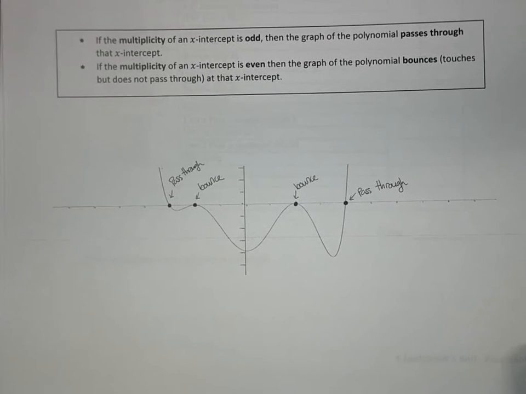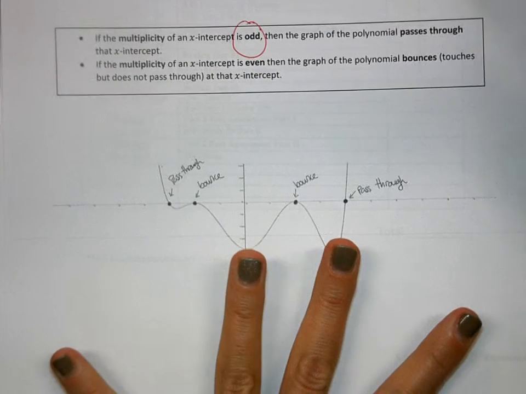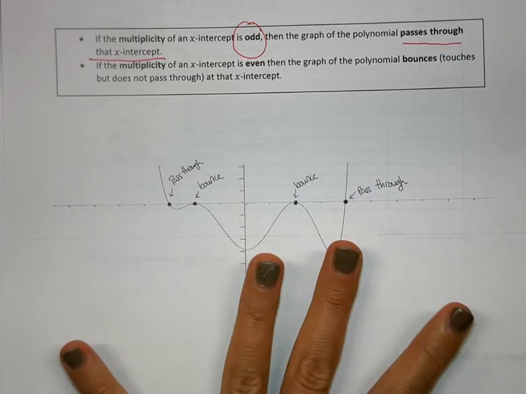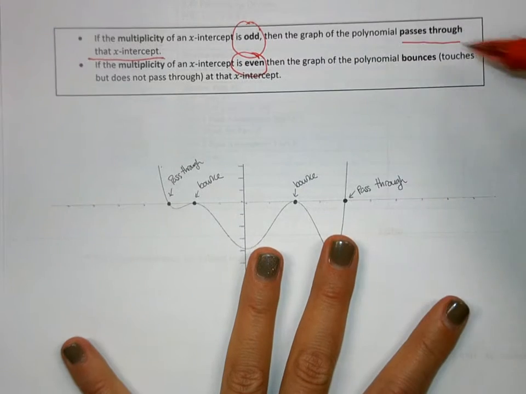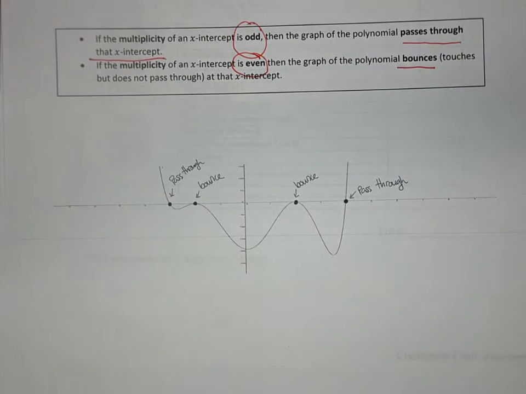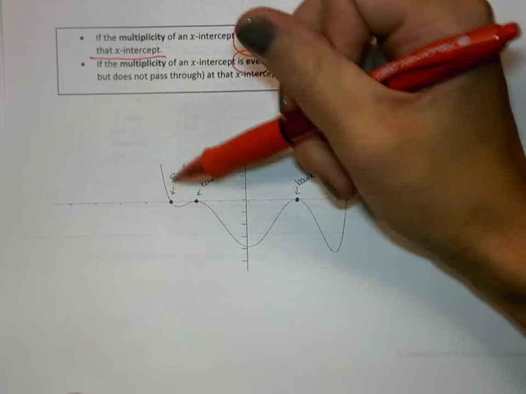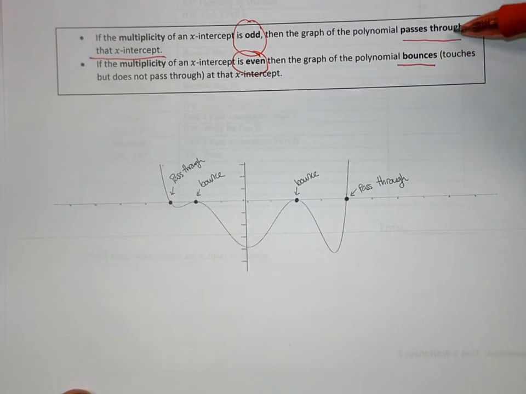So it says, if the multiplicity of an x-intercept is odd, then the graph of the polynomial passes through that x-intercept, okay? If the multiplicity of an x-intercept is even, then the graph bounces. And bounces means that it like touches and goes back. Okay, and so if you look right here at this graph, do you see how this one is passing through? It's going through the x-axis.